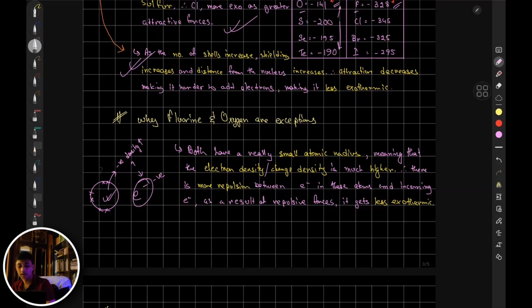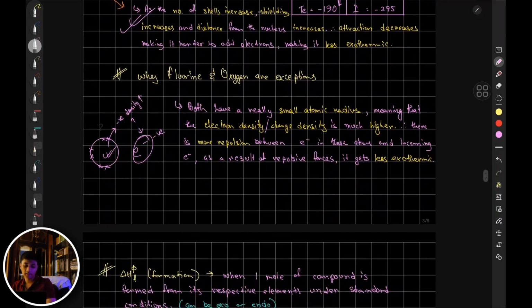As a result of the repulsive forces, it gets less exothermic. So, yeah, in summary, as the charge density has increased, it's harder for it to attract the electron because there are repulsive forces. All right.